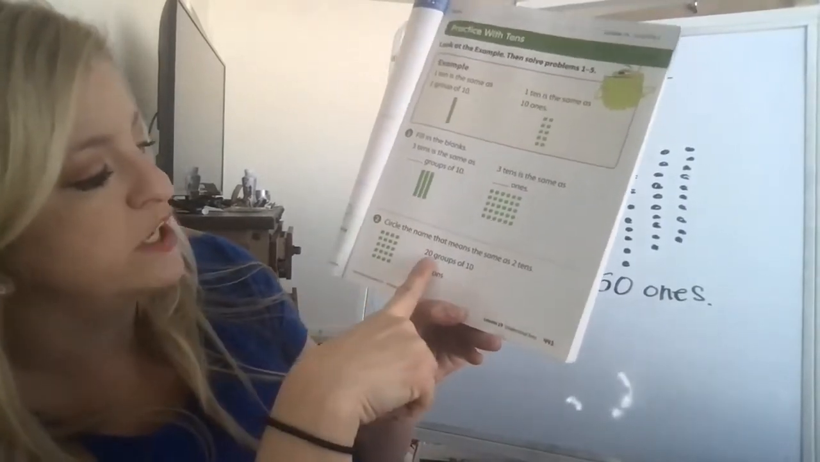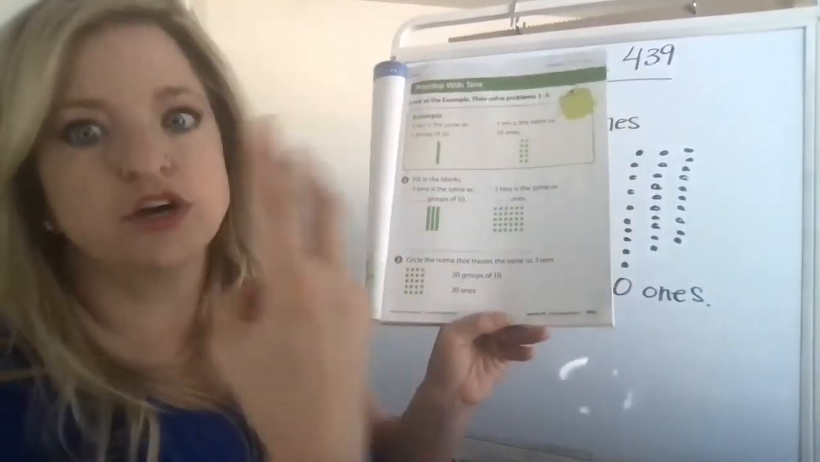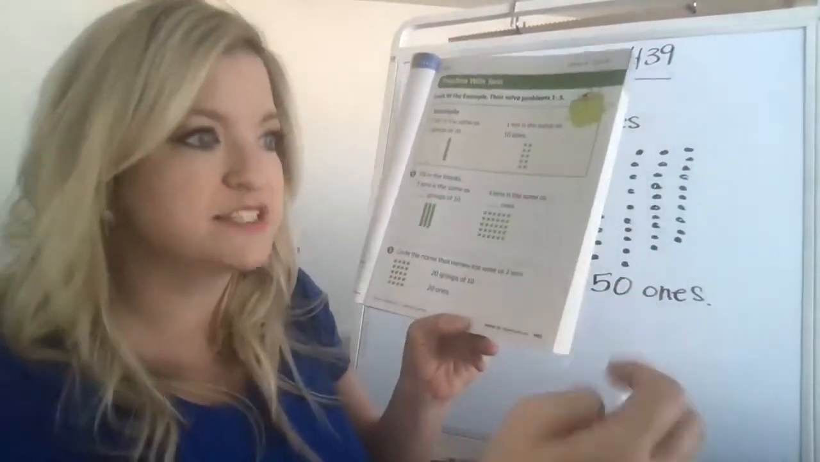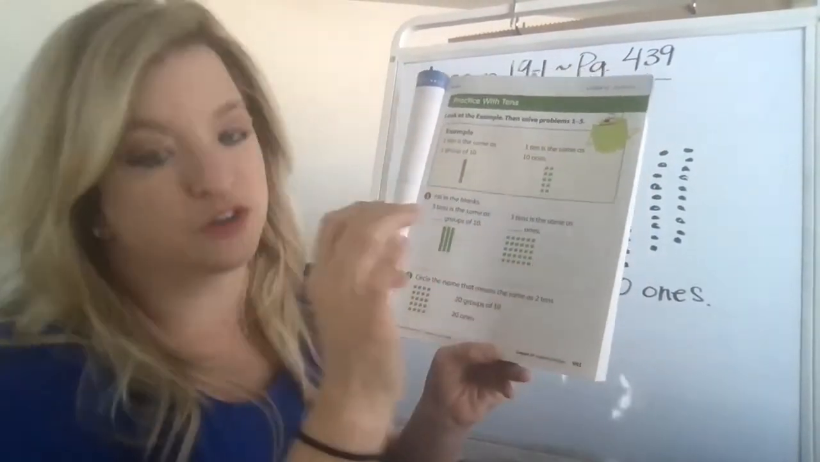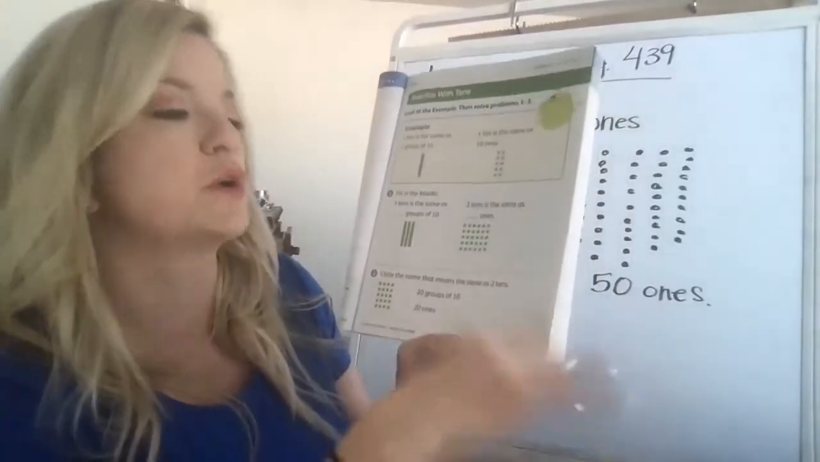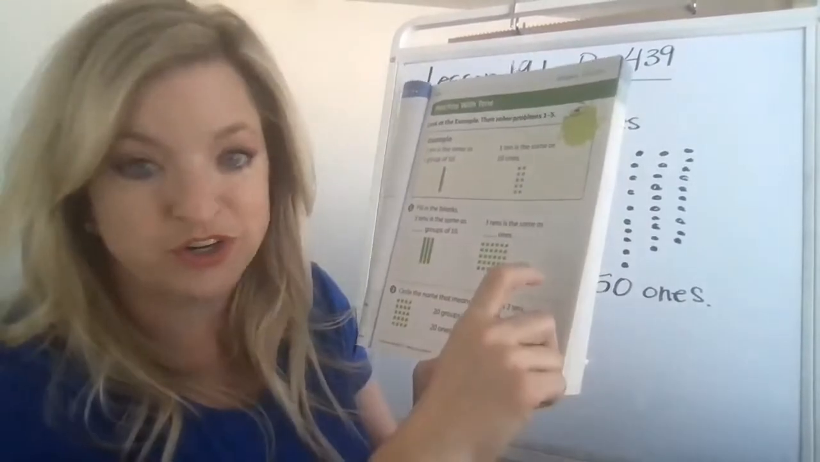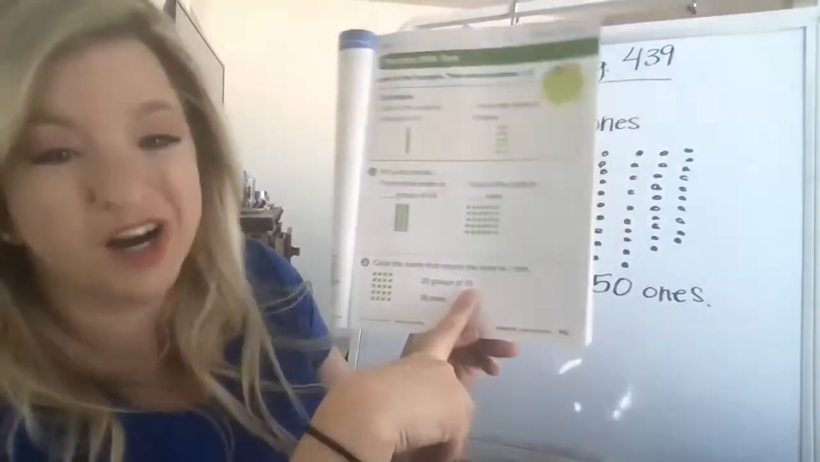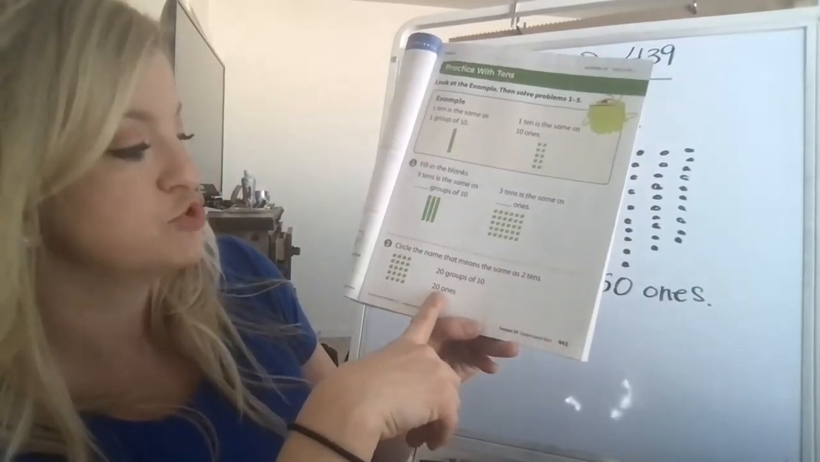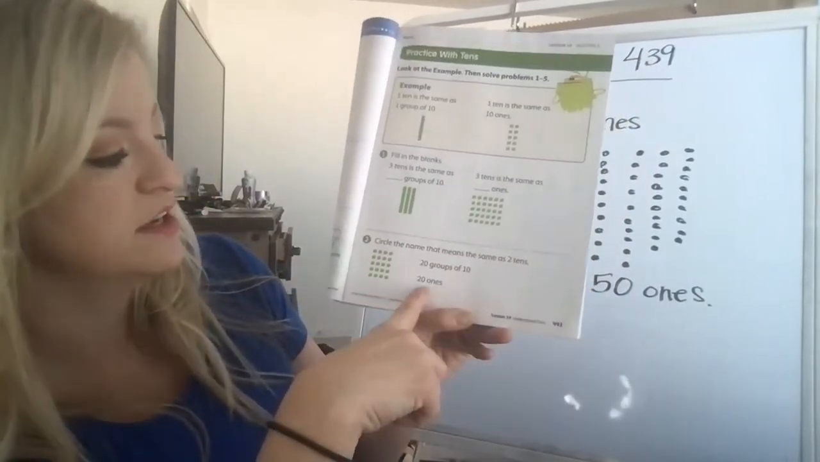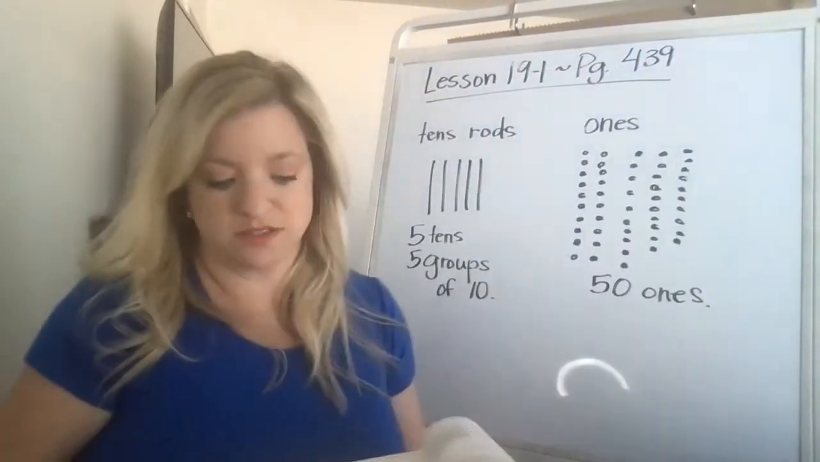So the first one is 20 groups of 10. Oh my gosh, if I had 20 groups of 10, that'd be 10, 20, 30, 40, 50, 60, 70, 80, 90, 100. That's 10 groups of 10. 110, 120, 130, 140, 150, 160, 170, 180, 190, 200. So 20 groups of 10 is 200. 20 ones is the same as 20. 2 tens is the same as 20 ones. So you're going to circle 20 ones.